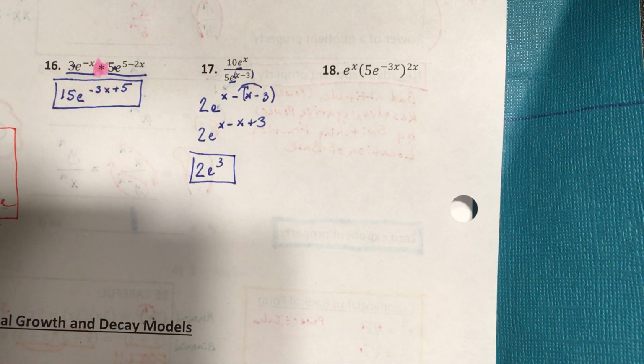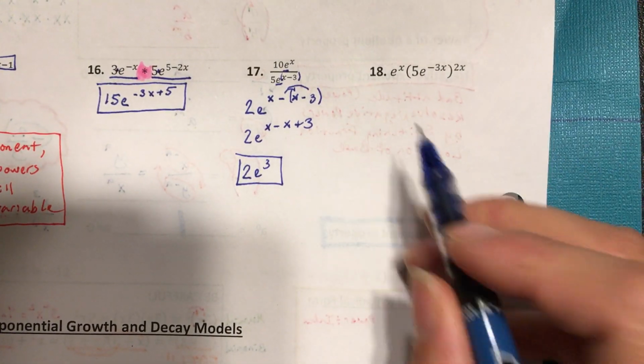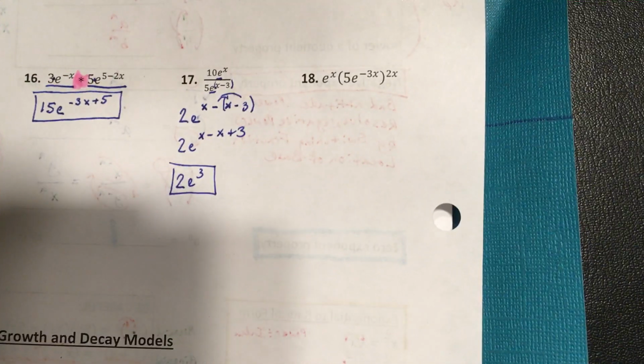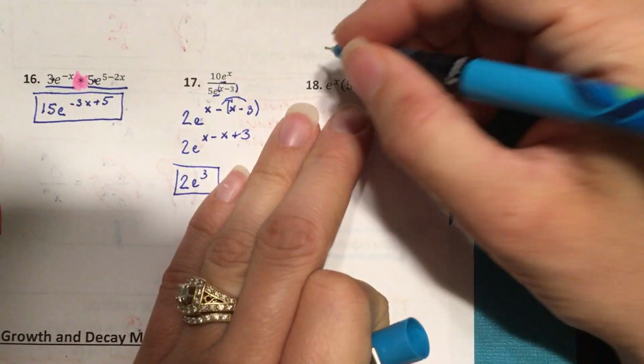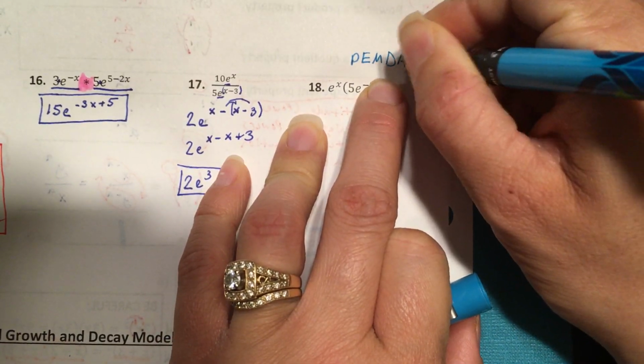All right, moving on to our final problem. We've got e to the x times (5e to the negative 3x) raised to the 2x. Now, on this problem, it's important to think about PEMDAS. Where we are going to start depends on the good old order of operations.